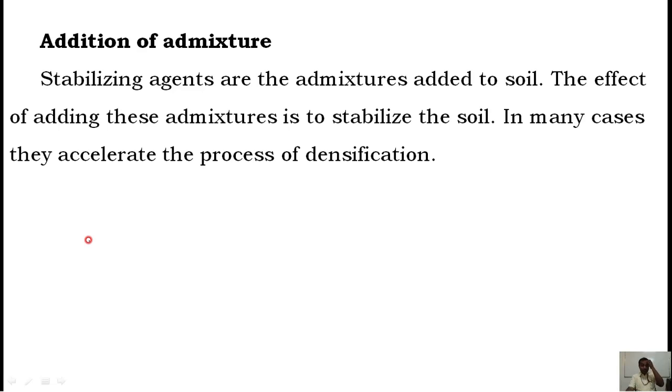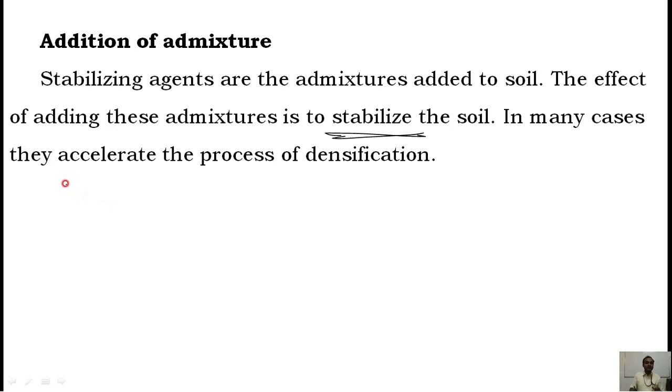Then addition of admixtures. Obviously, if we add some admixture to the soil, then the compaction will increase. Admixtures such as materials finer than the soil, lime, and some chemicals. Stabilizing agents are the admixtures added to the soil. The effect of adding these admixtures is to stabilize the soil. Stabilize means increase the density.